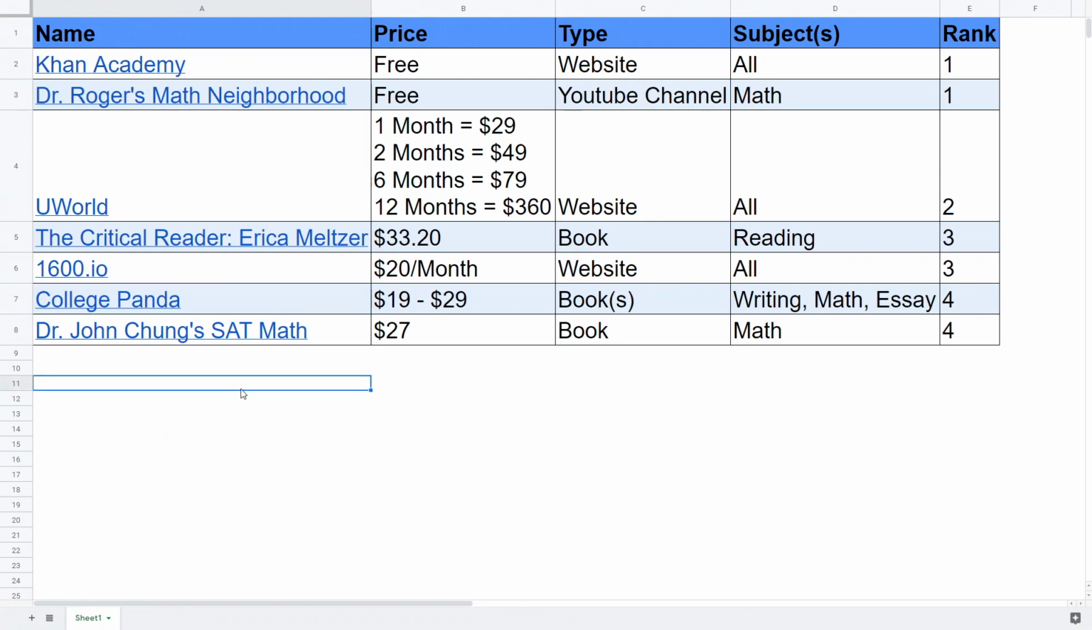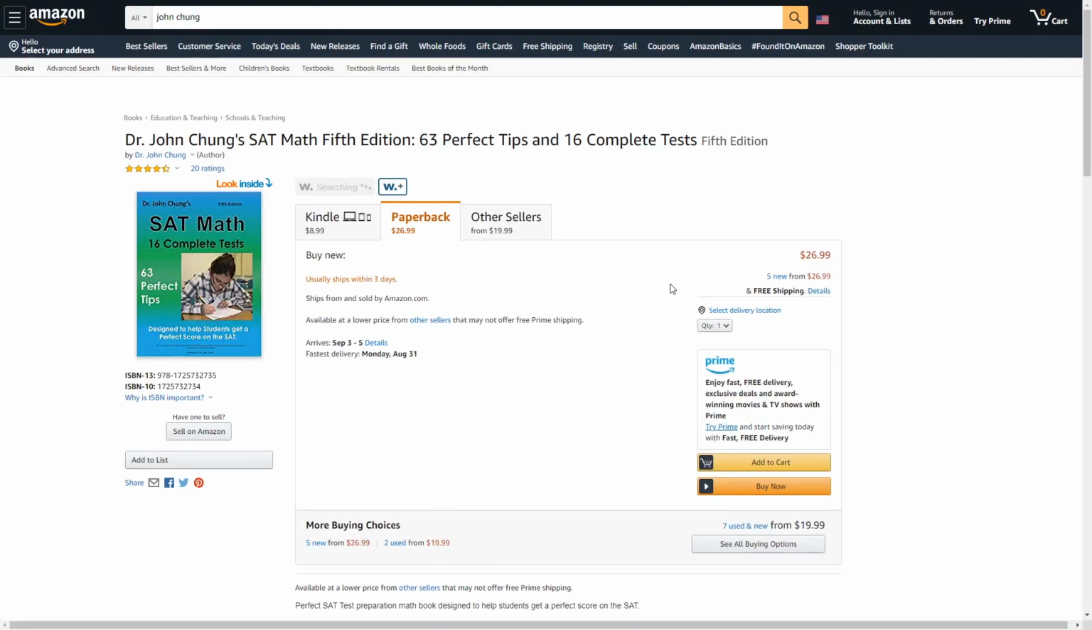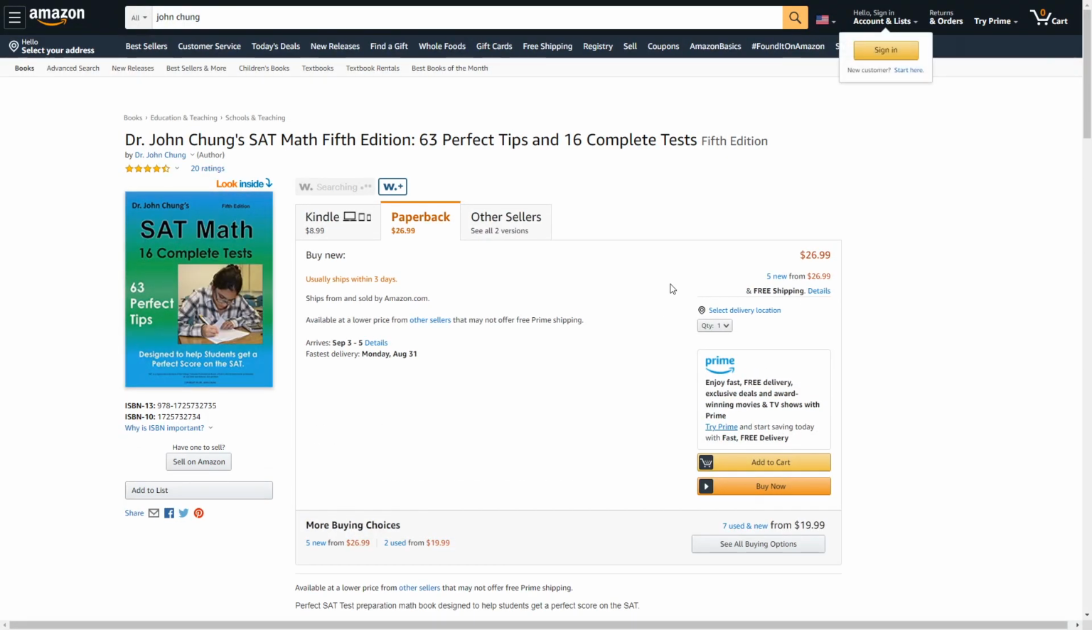The last one that I'll be discussing is Dr. John Chung's SAT Math. This is a pretty useful book, and it costs about $27. It has a lot of practice tests, and these practice tests are actually almost a little bit harder than the real exam. What's good about that is it prepares you for the exam.